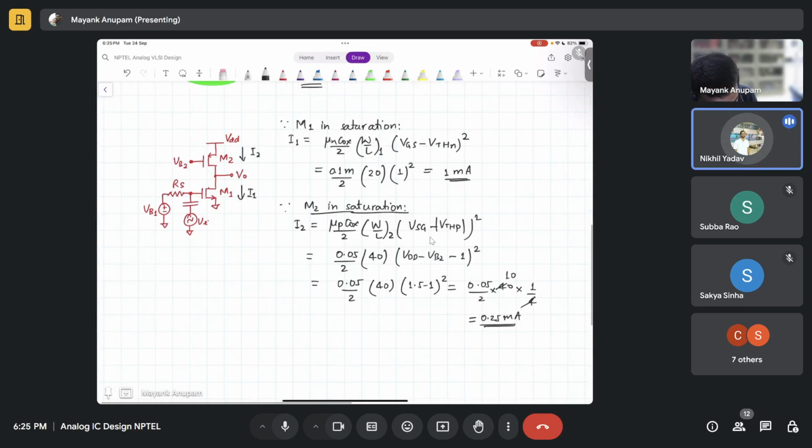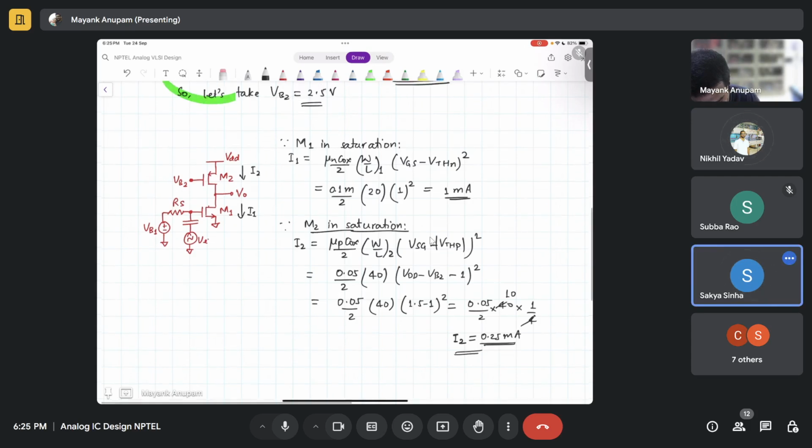Both should be equal, I guess. I2 and I1. Why should they be equal? Because these drains are connected, right? So M2 is basically acting as an active load here, right?